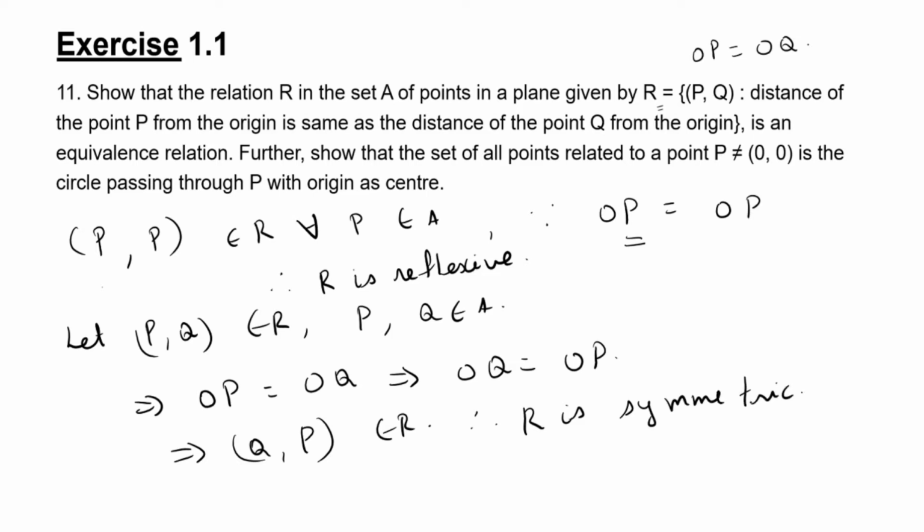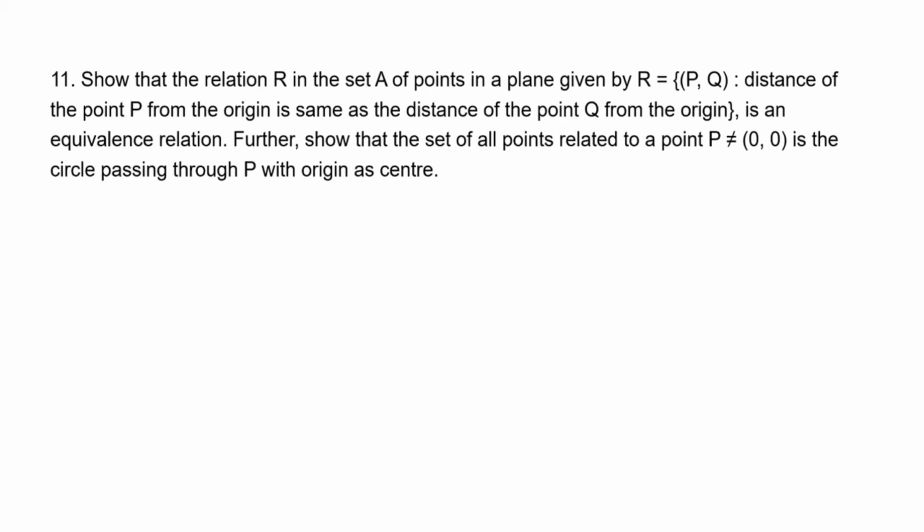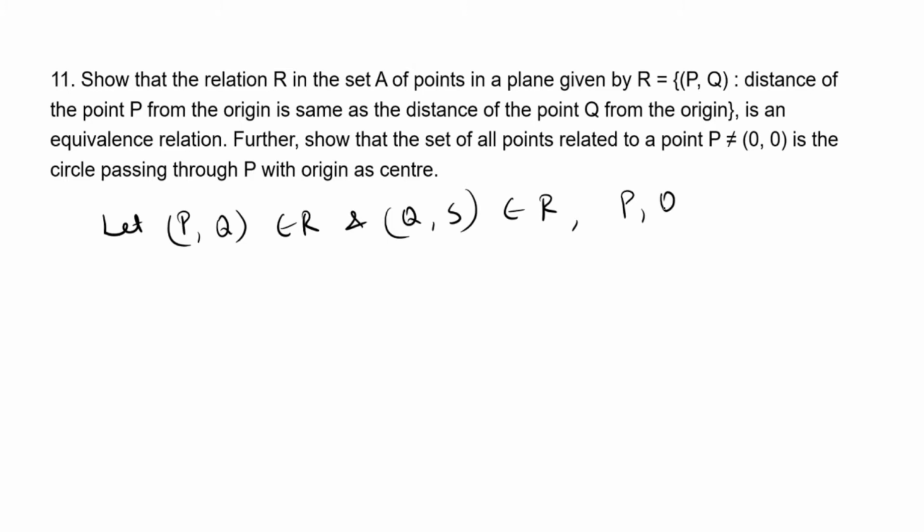Now we have to see whether R is transitive. So let me continue in the next page. So let P, Q belong to R and Q, S belong to R, where P, Q, S are all points in a plane which belong to the set A.